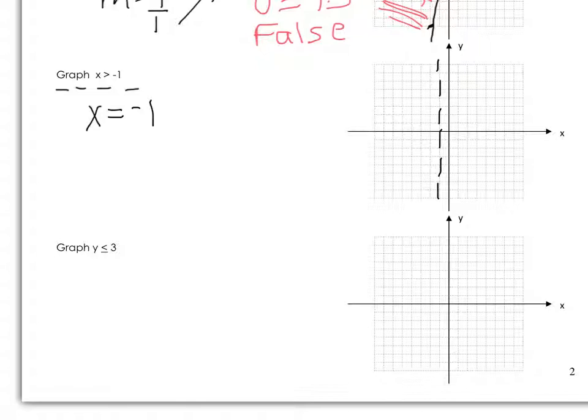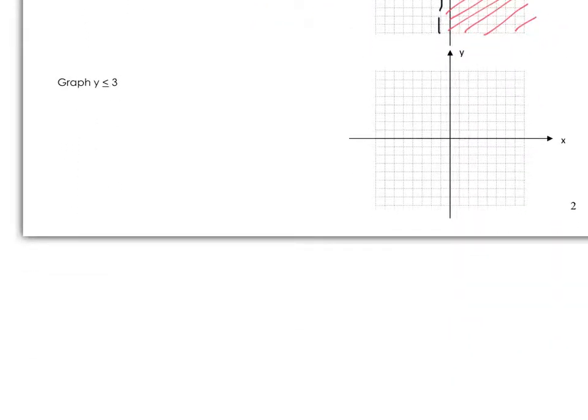Where is x greater than negative 1, larger than negative 1? I don't even need a test point for this because I know that x is greater than negative 1 to the right of this line. So I shade in to the right of the line. The solution consists of all points to the right of the line x equals negative 1, and the boundary line is not included in the solution.